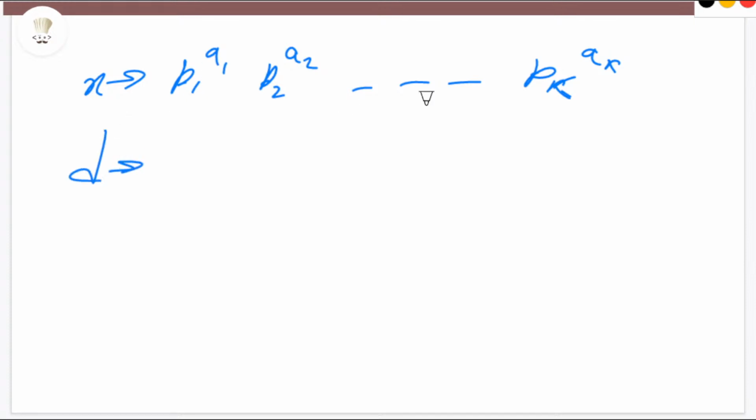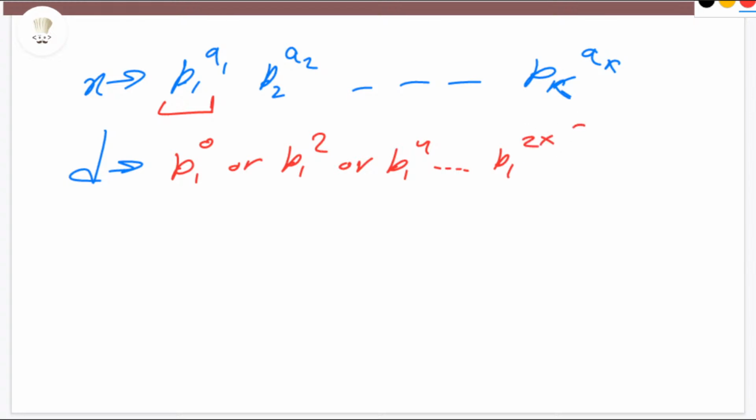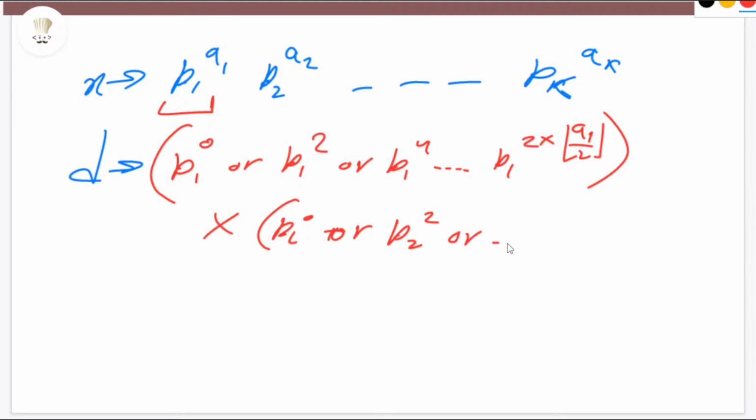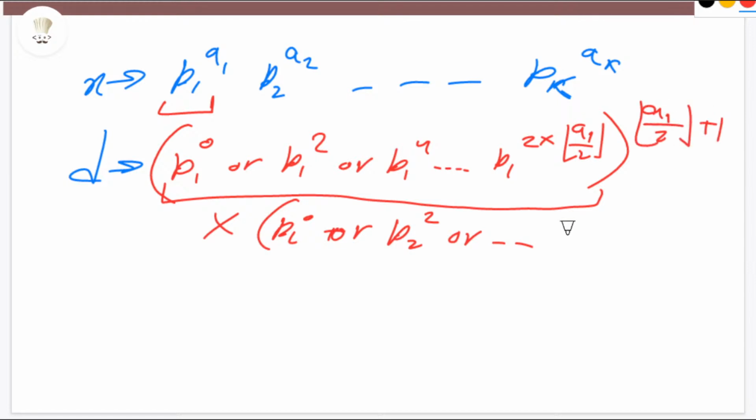For the divisors which are a perfect square, what powers would it have for p1? It can have p1 to the power 0, or p1 squared, or p1 to the power 4, or up until p1 to the power 2 times floor of a1 by 2. We can multiply this with p2 to the power 0 or p2 squared or everything. So how many choices do we have here? We have floor of a1 by 2 plus 1 choices. Similarly for p2, similarly for p3, etc.